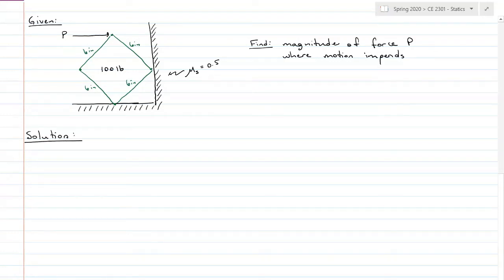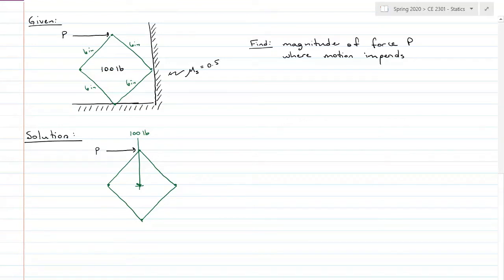All right, I am going to begin with a free body diagram. And this is acting through the center here at 100 pounds. Again, assuming one continuous material, continuous thickness, homogeneous and isotropic. Woo, that was tough.